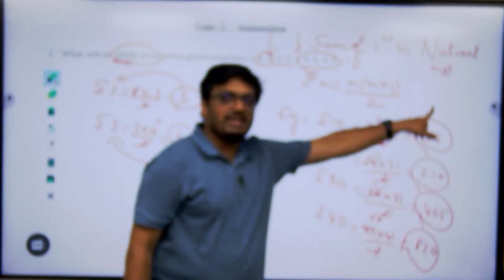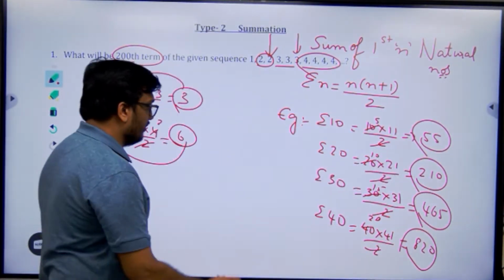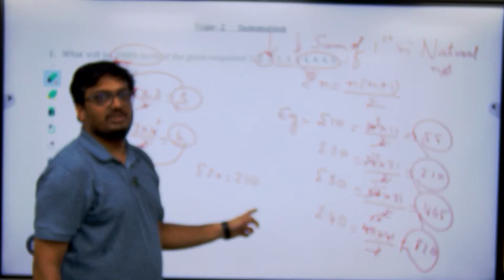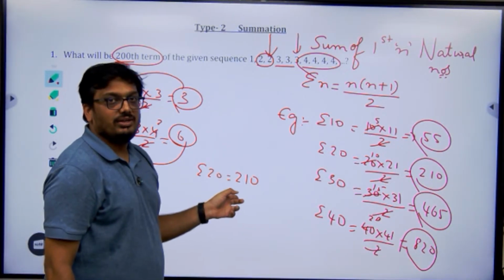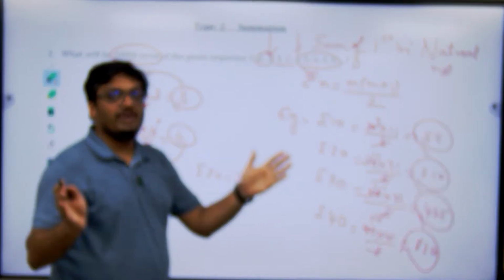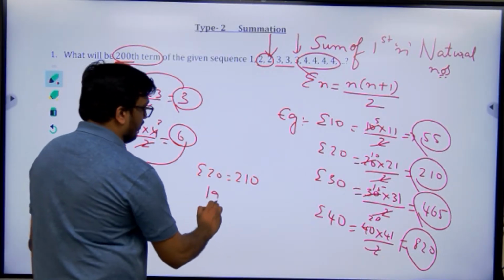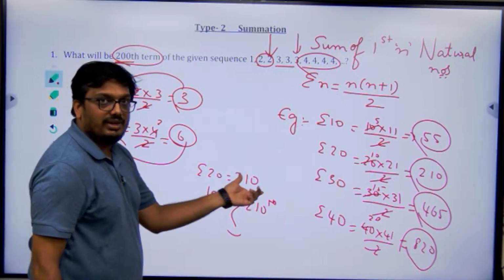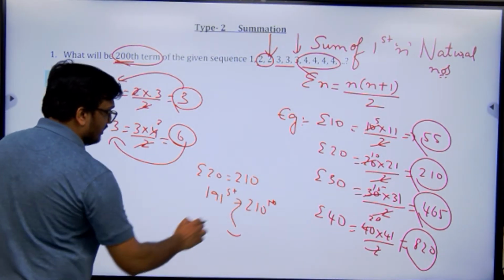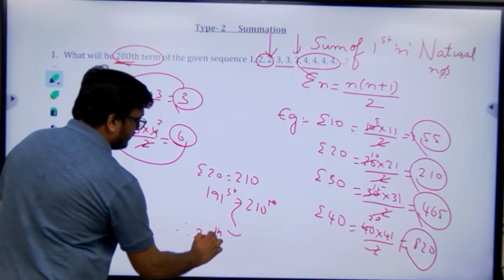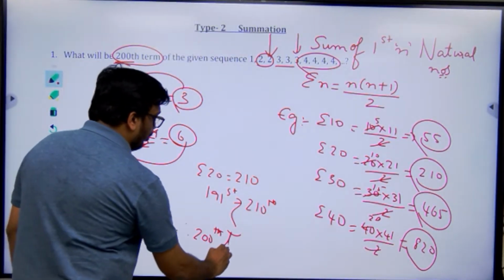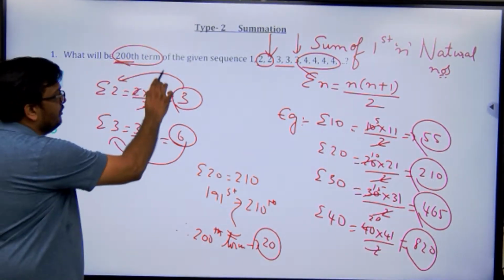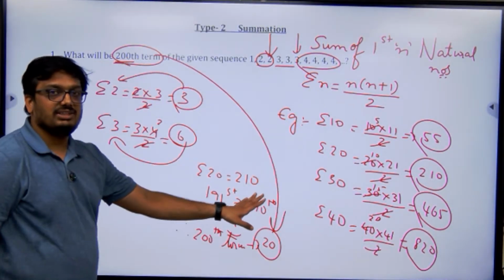200 is approximately here. So sigma 20 is 210, which means the 210th term ends with number 20. So 20 will be repeated for 20 times. Where will it start? From the 191st term till the 210th term. The 200th term will lie in this range, in this sequence. So the 200th term is also 20. Therefore the 200th term is 20. 20 is the correct answer.